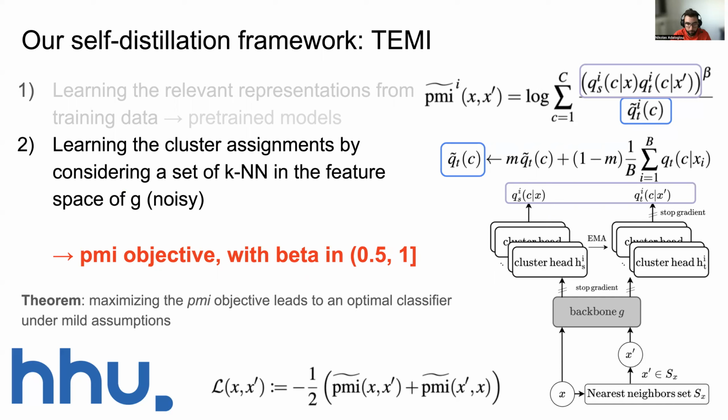of the mini-batches. Importantly, we introduce a hyperparameter beta that downscales the denominator and makes methods less prone to collapse or degenerative solutions. In addition, we provide a theorem that shows that maximizing the PMI objective with true positive pairs without beta leads to an optimal classifier under mild assumptions. The final loss in our work is the symmetrized version of the PMI objective.